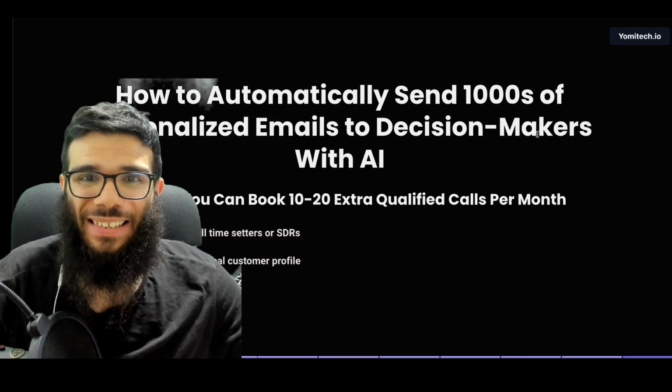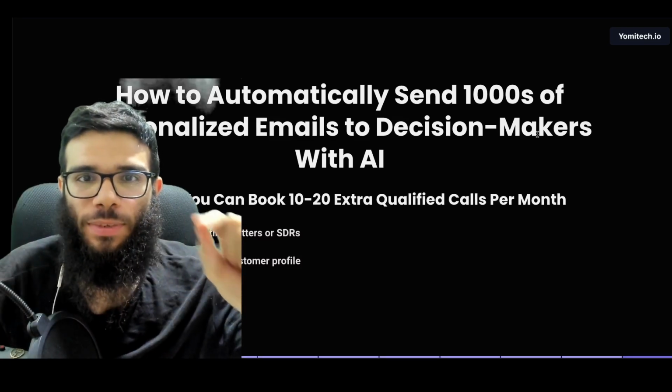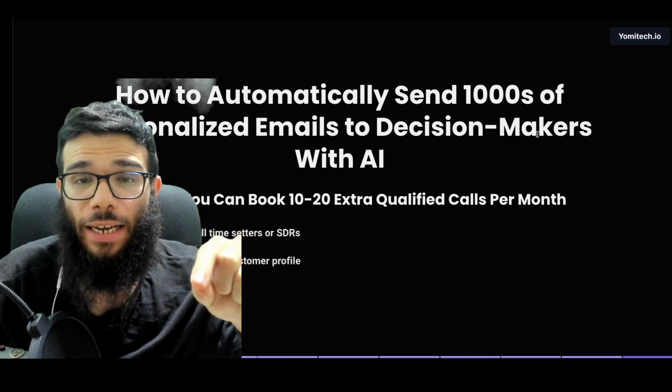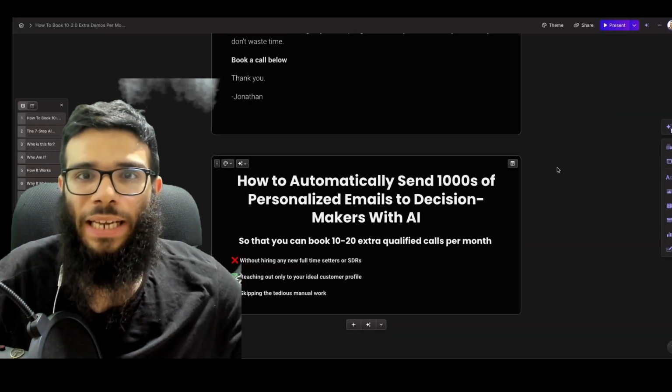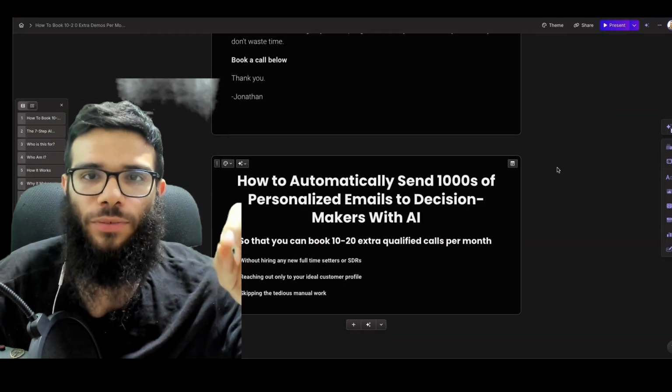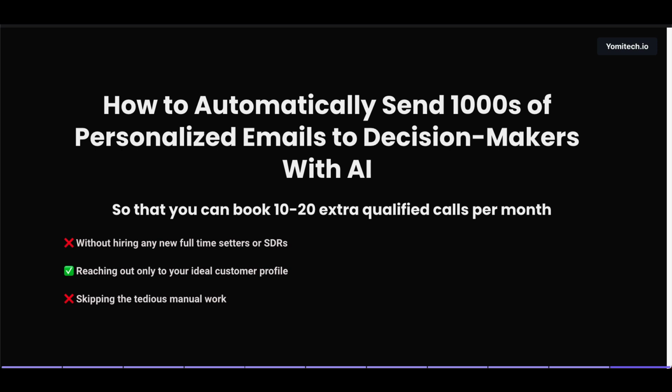How to automatically send thousands of personalized cold emails to decision makers with AI so that you can book 10 to 20 extra qualified calls per month for your business. And you don't need to hire new full-time SDRs, you don't need to do tedious work, you just let the AI run and work it automatically.